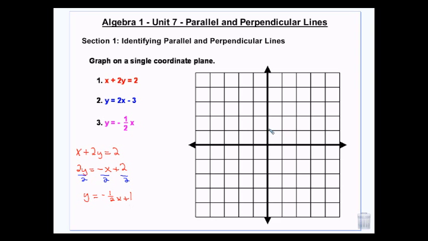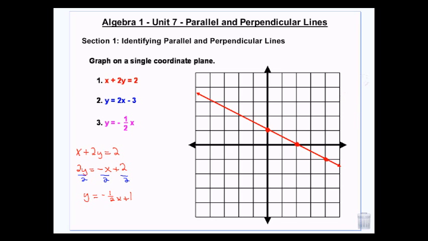My y-intercept is 1. I have a negative 1/2, so I'm going to go down 1 over 2. And I'm just going to do that a couple times so that I can get a nice pretty line. And I want my line to be red, and I also want it to be fatter. There we go. Okay, so that's my first graph.